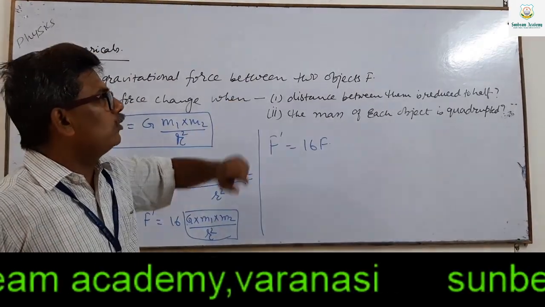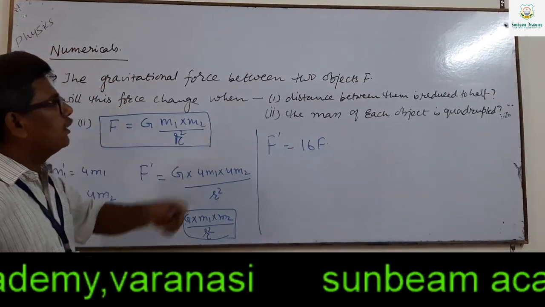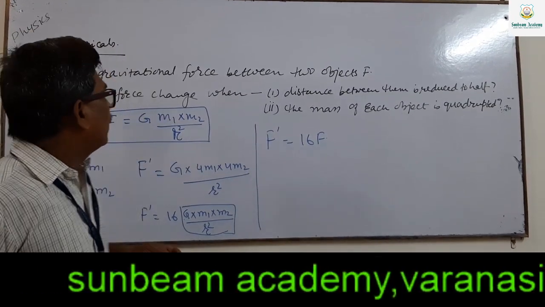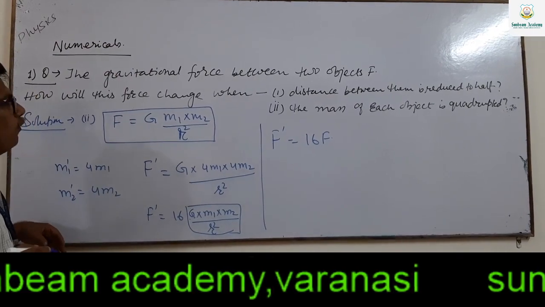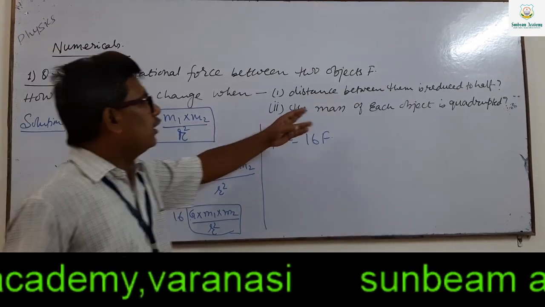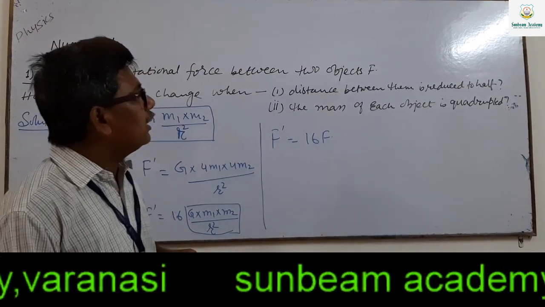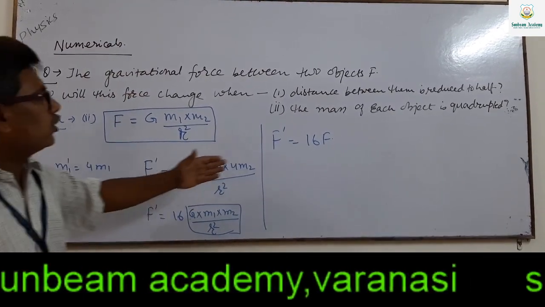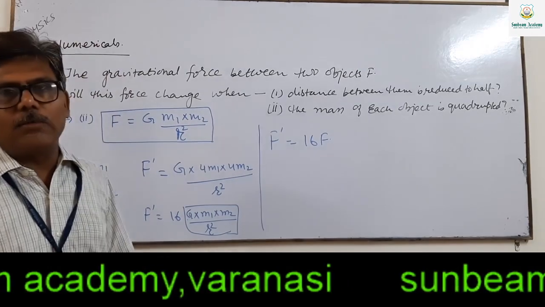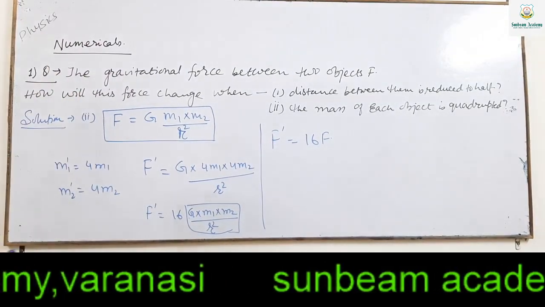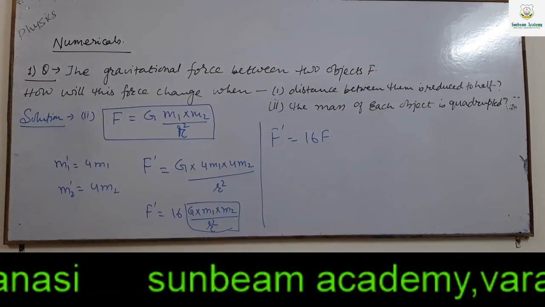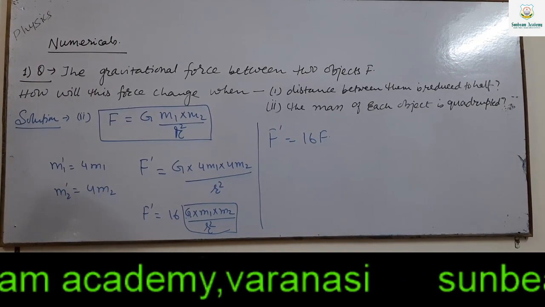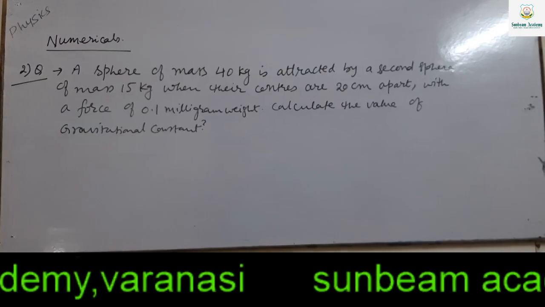And in the first case, we have seen that when the distance between the two objects is reduced to half, the gravitational force becomes 4 times. And in the second case, when the mass of each object is changed 4 times, then the gravitational force changes to 16 times. So, this is the first numerical. Now we will do the second numerical. Let us see what the second numerical is.